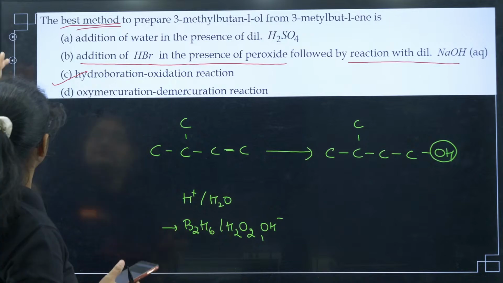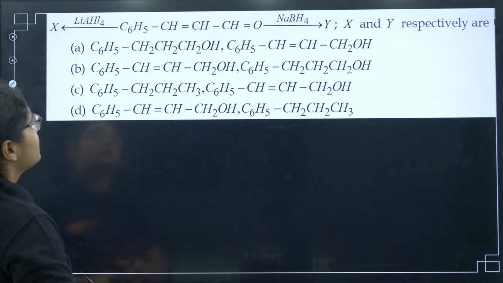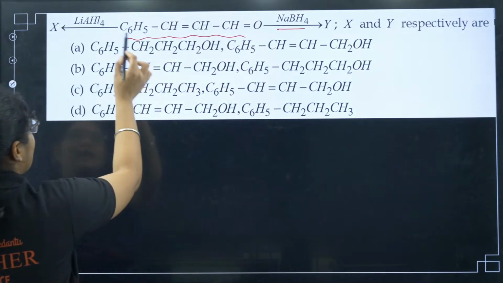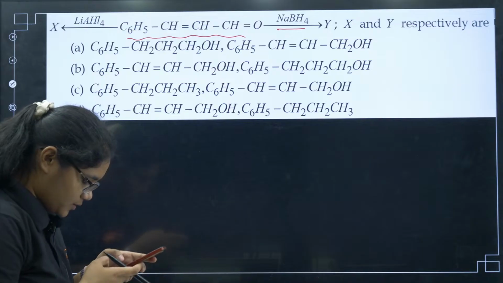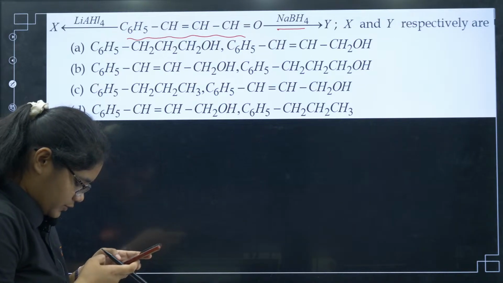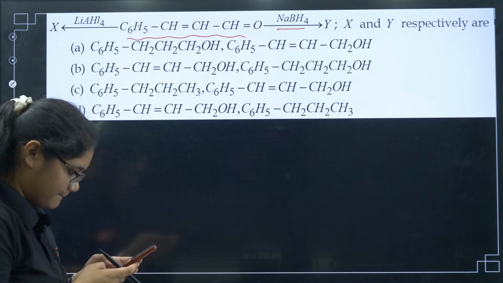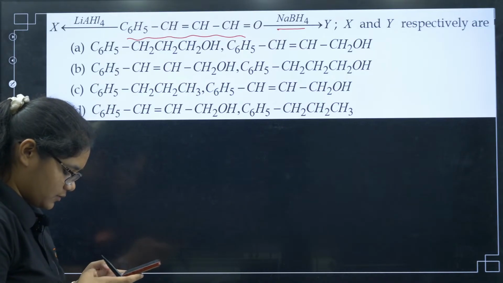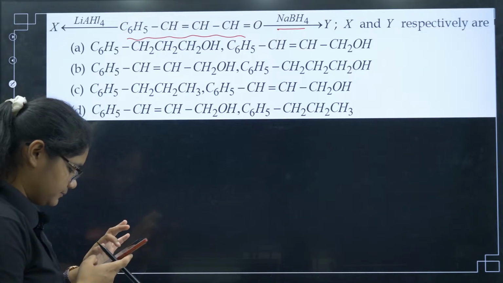Okay, next we will go for the next question. Here you have this group given, and you are treating it with NaBH4 and with LiAlH4. X and Y respectively are. Okay, can we check now the answer for this one?